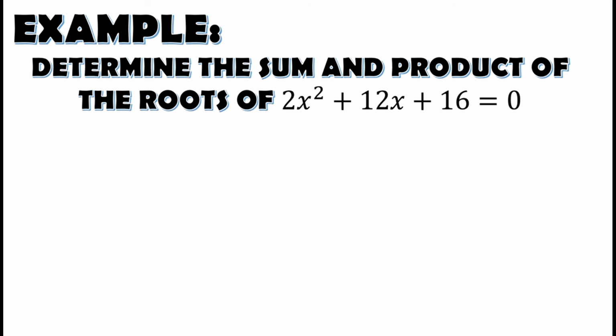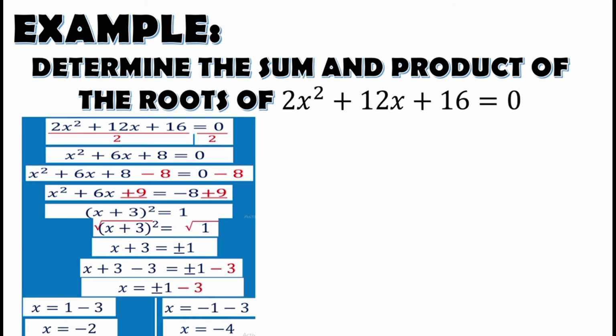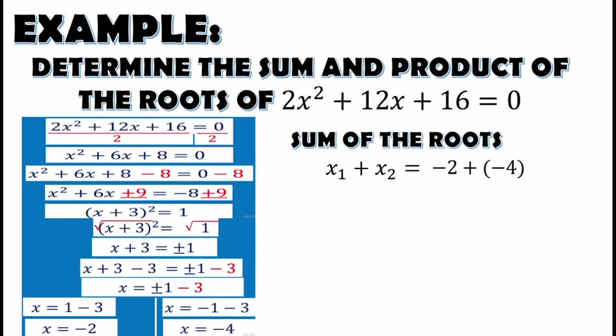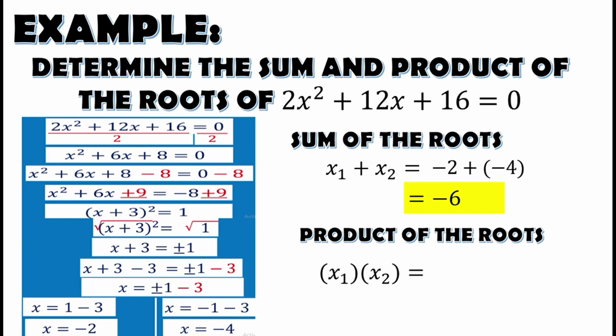Let us have the next one. Determine the sum and product of the roots of 2x squared plus 12x plus 16 equals 0. Get the roots using completing the square. We came up with the roots negative 2 and negative 4. The sum, therefore, is negative 2 plus negative 4, and that is negative 6. While the product of the roots would be negative 2 times negative 4, the result is 8.